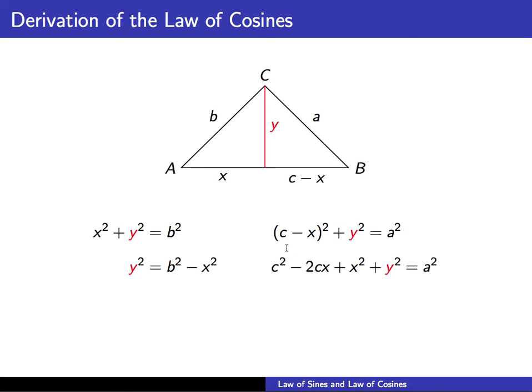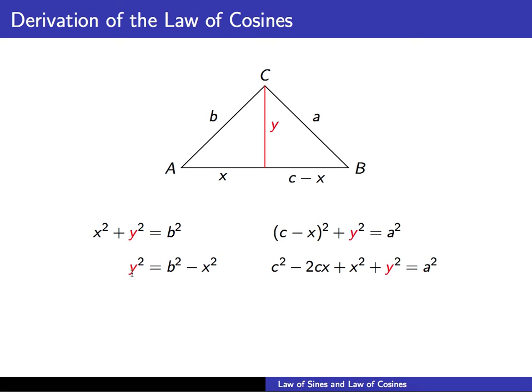In our second equation, if we expand c minus x in parentheses squared and multiply it out, c minus x times c minus x, we end up with c squared minus 2cx plus x squared. So multiply it out if you don't believe me, but we get c squared minus 2cx plus x squared, and then bring down the y squared and bring down the a squared.